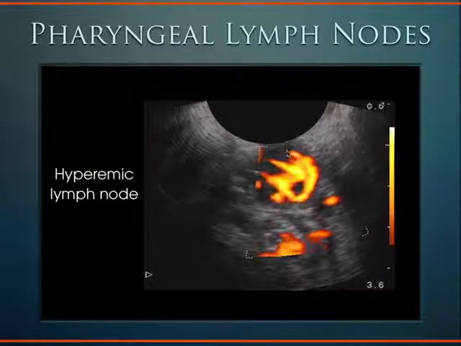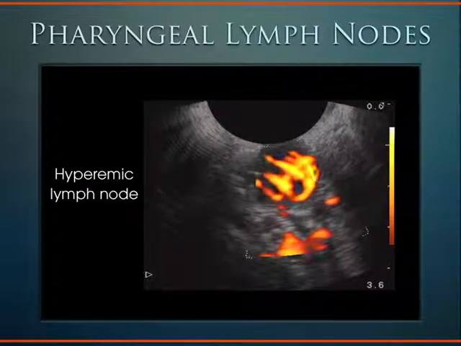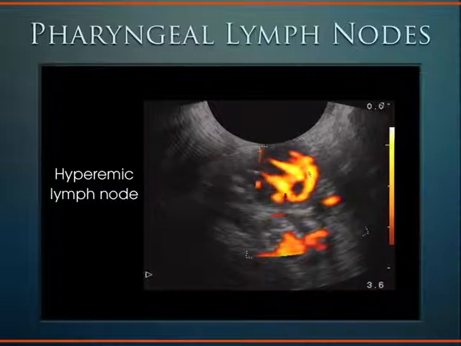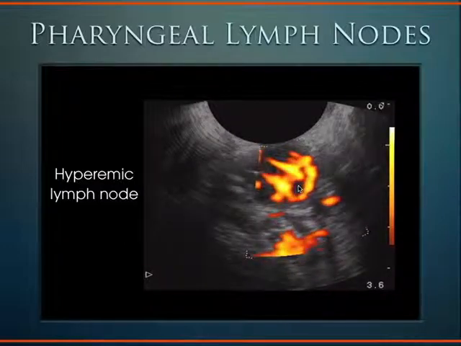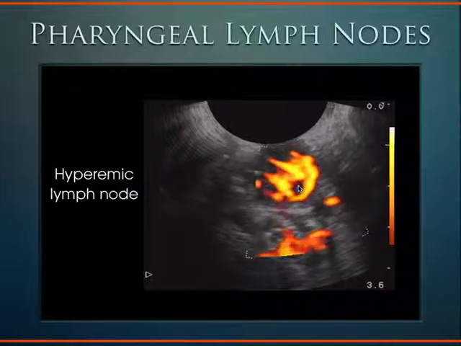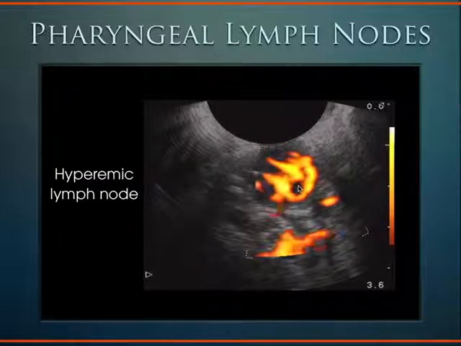To confirm this is a lymph node: lymph nodes can be quite vascular, and this is just a hyperemic lymph node seen here with the power flow Doppler, confirming it's a lymph node and not an abscess. An abscess would not light up with power Doppler.